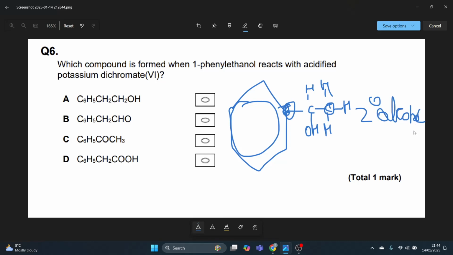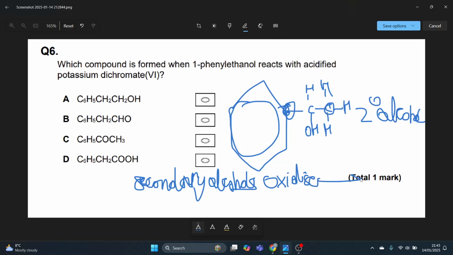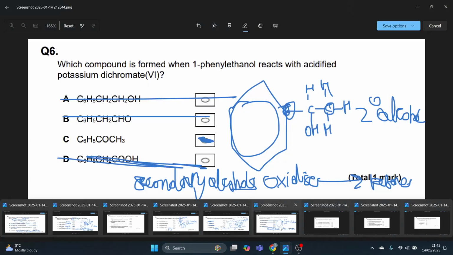And therefore, if it's a secondary alcohol, which compound forms when a secondary alcohol reacts with acidified potassium dichromate? Well, secondary alcohols oxidize, forming ketones. Therefore, we just look for the ketone. That's an alcohol, that's an aldehyde, and therefore that is a ketone. And that is a carboxylic acid, so that is not it. So therefore the answer is C. Question 7.